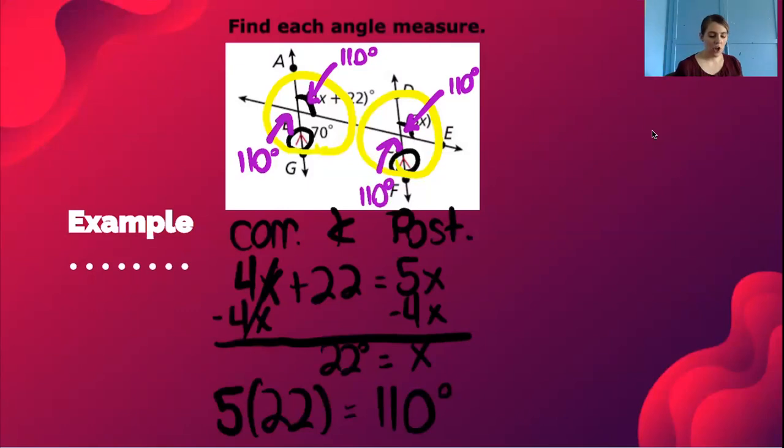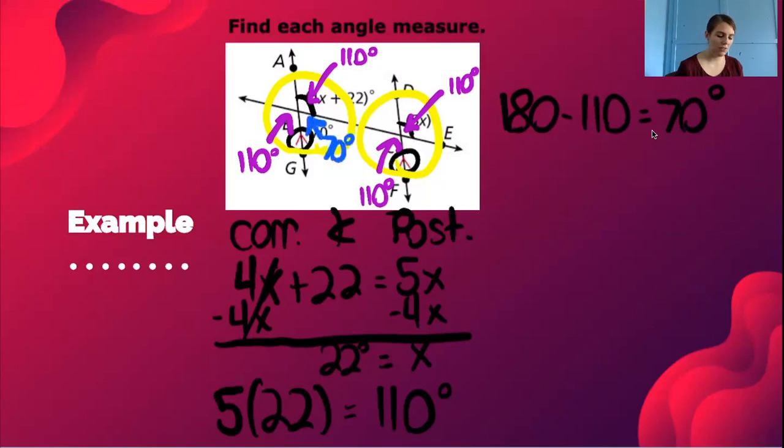Finally, if I want to solve for my last set of angles, all I have to do, because my inside, same side interior are supplementary, is I'm going to take 180 and subtract away that 110 to get 70 degrees. Which means that all the other angles in this picture are 70 degrees. So there should be two angle values for these, and they should add together to be 180.